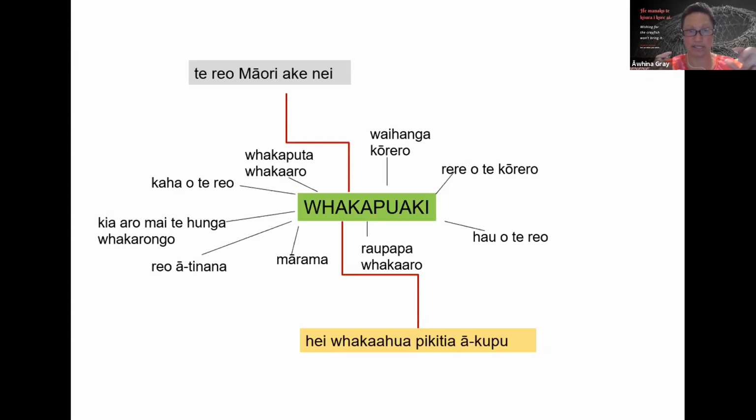This is, okay, it's te Māori ake nei. So what sits inside that? Really, what does that mean? So here's an expectation in this whāinga paitai that they will use, the akonga will use te reo Māori ake nei. So what does that mean? Okay.